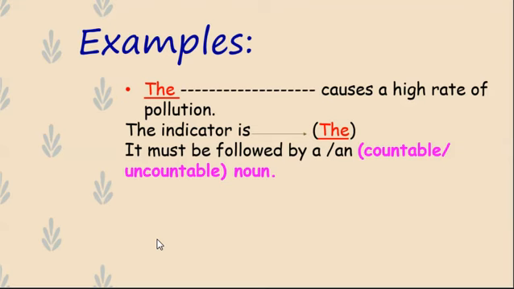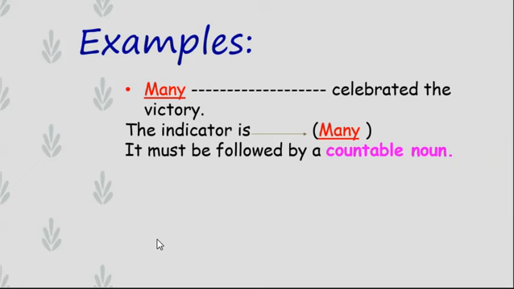Maybe a noun preceded by an adjective is okay. If I can supply 2 words, a noun preceded by an adjective is okay. Many blank celebrated the victory. Many is an indicator that I have a countable noun which is plural that follows it. So I need to supply a plural countable noun, like many soldiers, many warriors, whatsoever.